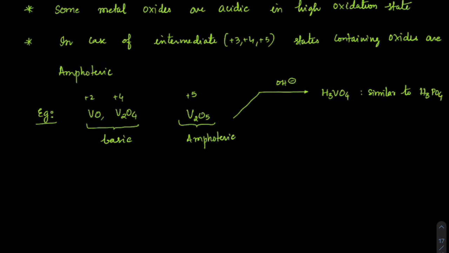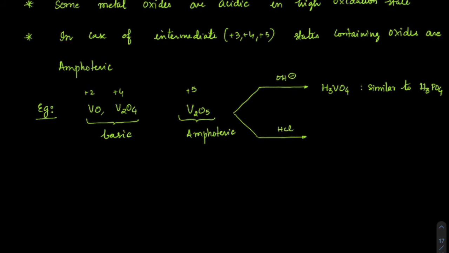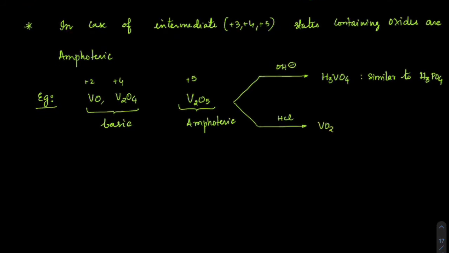Just like a reaction of P2O5, when you treat that with OH minus, what would happen? It will become H3PO4, correct? So it is showing acidic character. Similar way here also. Next, if you treat that with HCl, it would become VO2 plus and Cl minus, like a salt. So it is acting like a base. Here it is showing basic character.